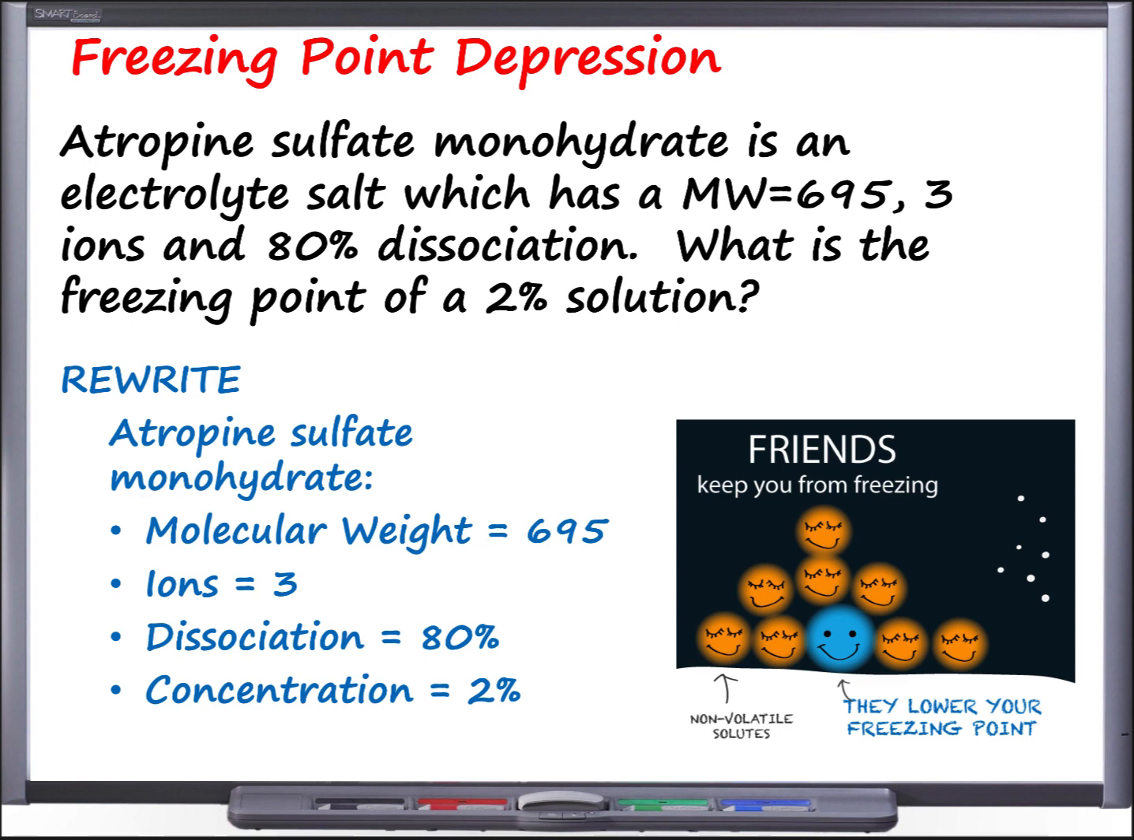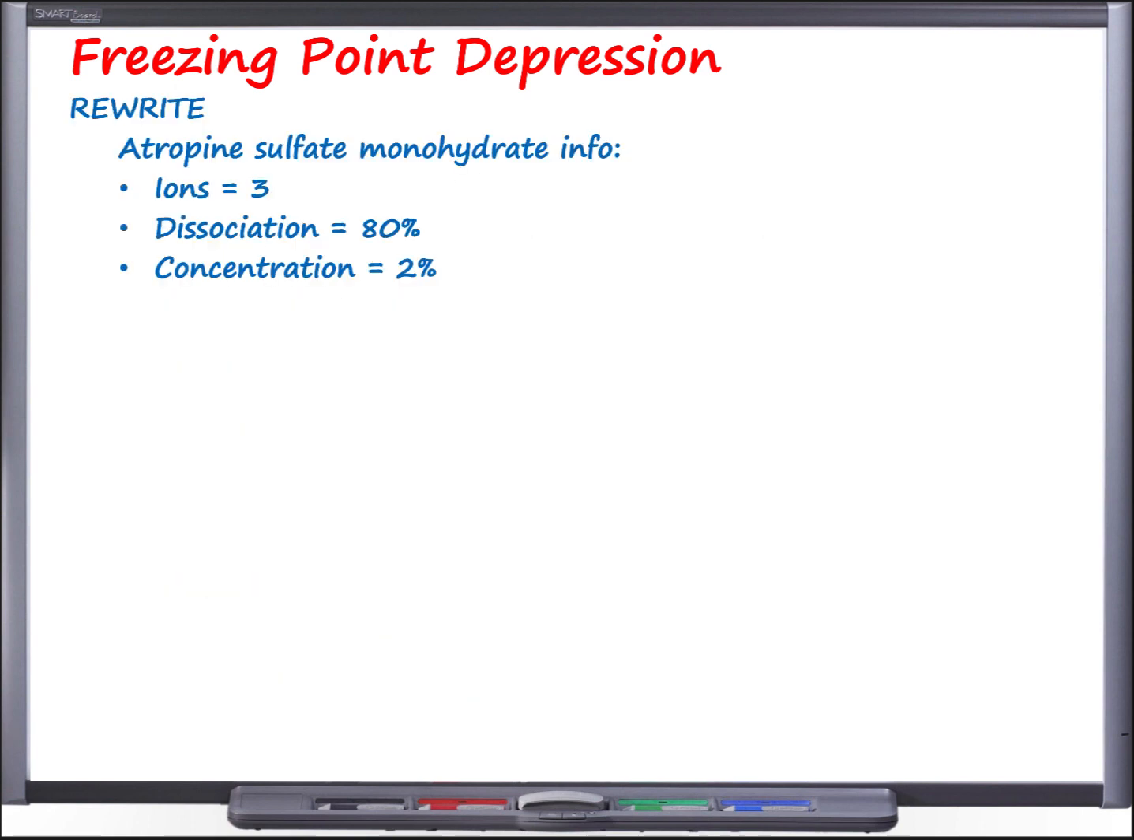So getting back to this question, looking on the left-hand side, rewriting the information we're going to need going forward. This question says the drug we're putting into the water is atropine sulfate monohydrate. It has a molecular weight of 695. When it dissociates, it produces 3 ions, and it dissociates at a rate of about 80%. And our target, in the end, is to know the point at which the water will freeze when we use a concentration of 2% atropine. I've rewritten some of that information here.